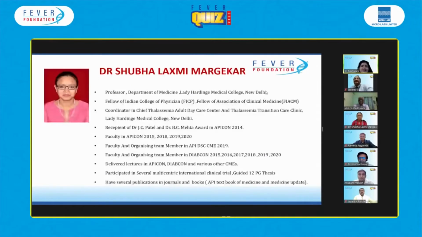Next, Madam Dr. Subbalakshmi Margekar is a Professor in the Department of Medicine at Lady Hardinge Medical College, New Delhi. She's a Fellow of the Indian College of Physicians and Fellow of the Association of Clinical Medicine, Coordinator in Chief of the Thalassemia Adult Daycare Center and Thalassemia Transition Care Center at Lady Hardinge Medical College, recipient of the Dr. J.C. Patil and B.C. Mehta Award in Epicon 2014.